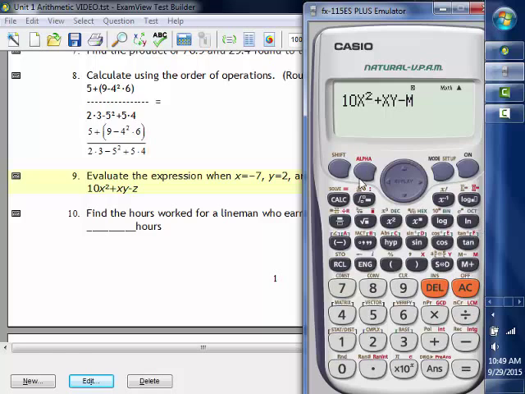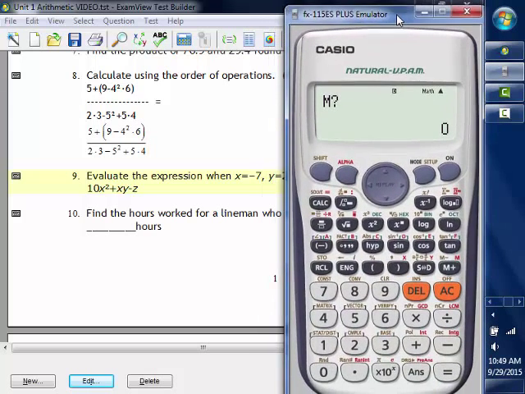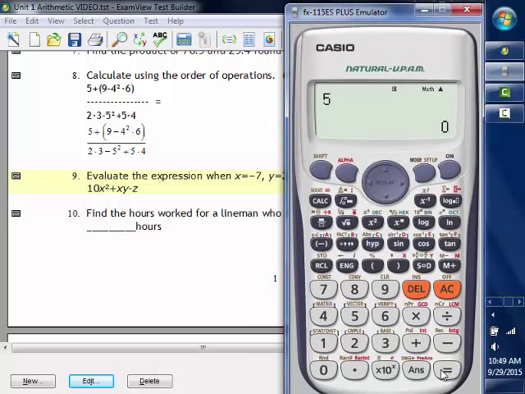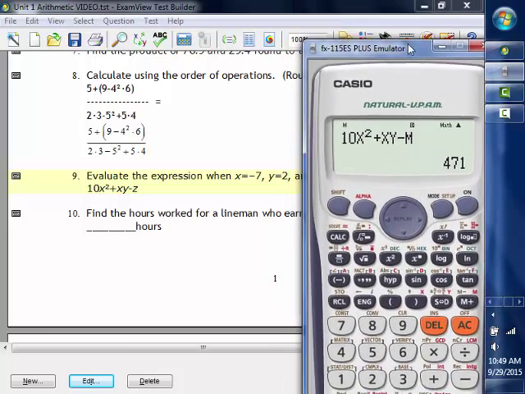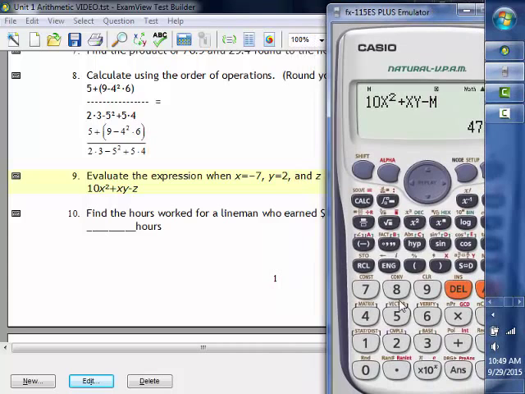Okay, so now we do calculate, and it'll ask us, what do you want x to be? Well, we want x to be -7. Press equals. What do you want y to be? We want y to be 2. And what do you want m, which is z, to be? And we want that to be 5. And we get 471.